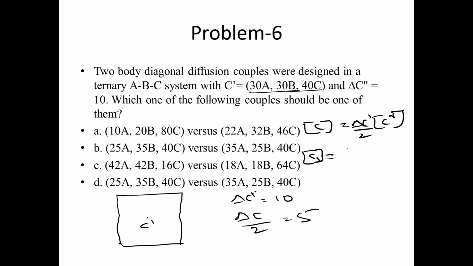For C1, that will be 35 of A, 35 of B, and the remaining, 35 plus 35 is 70, so 30 of C. So which one will be the answer in this one?